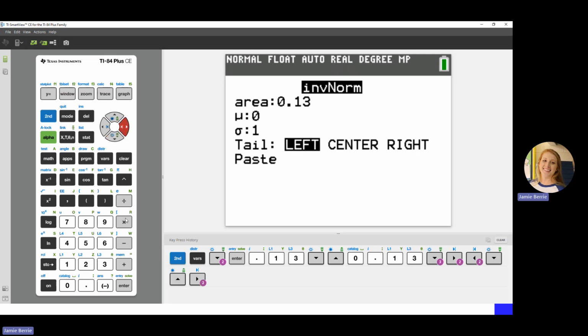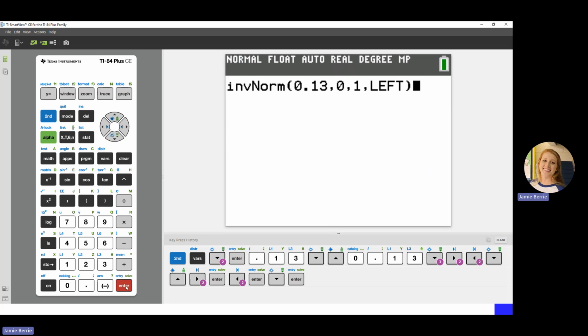If I wanted to change it to right, I would just arrow over to right and then hit enter. That would change it. But I'm going to keep it on left. Then I'm going to hit paste. Again, this just pastes that command onto the home screen, and then you're going to have to hit enter to run it. And there's our z-score or our x value.